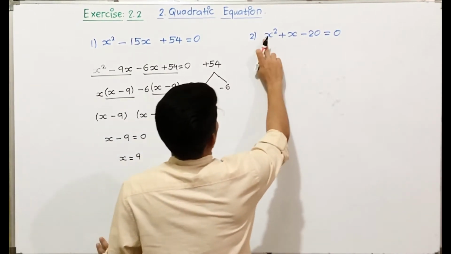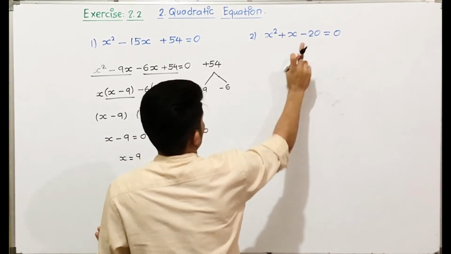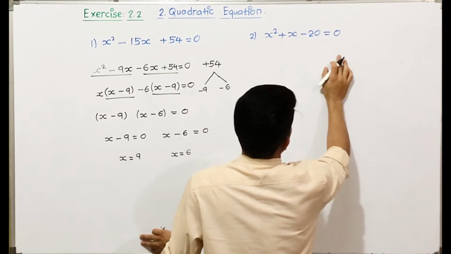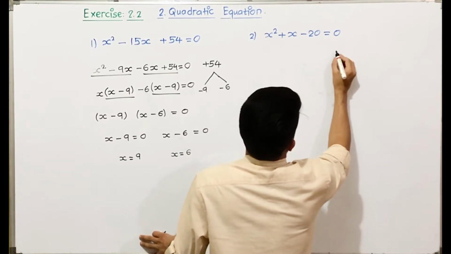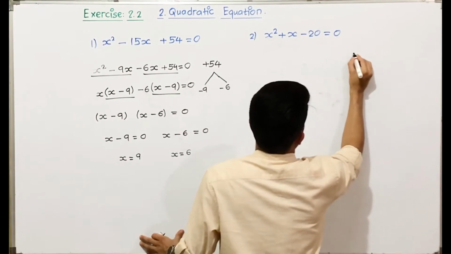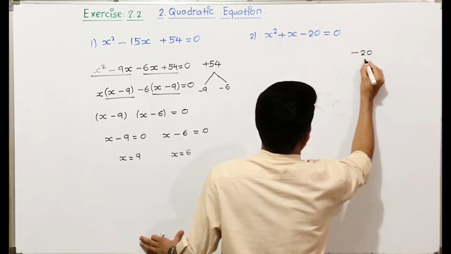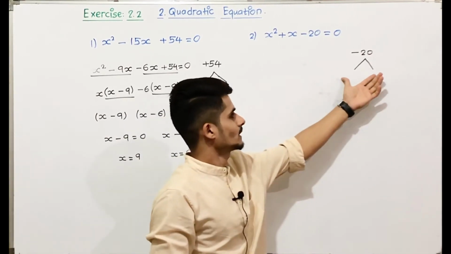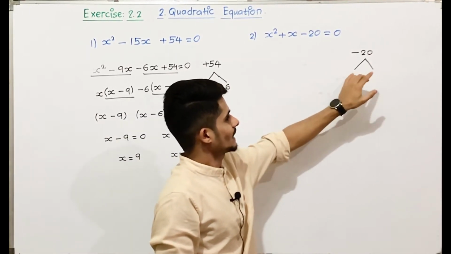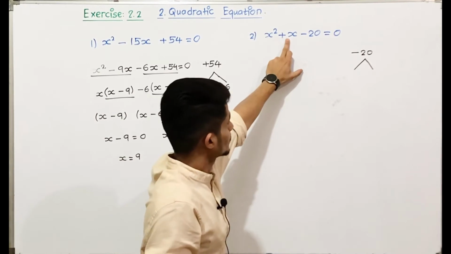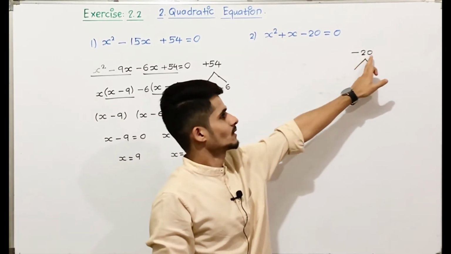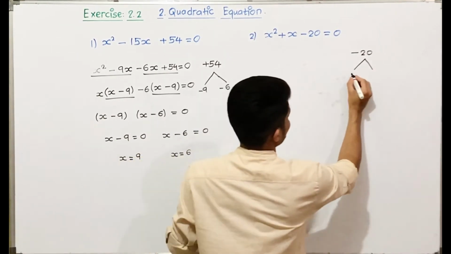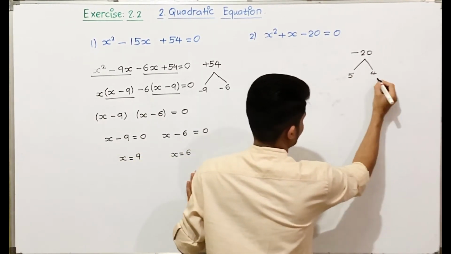Now we'll multiply coefficient of a with c. So coefficient of a is 1 and c is minus 20. So 1 into minus 20 is minus 20. So now we'll split minus 20 in such a way that addition should be equal to 1 and multiplication should be equal to minus 20. So the numbers will be 5, 4.